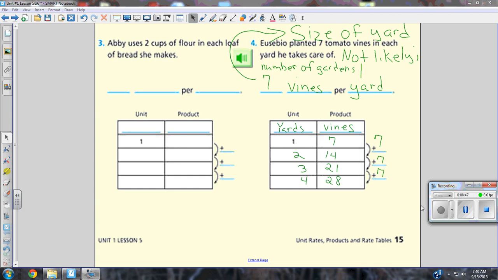All right, so you have yards and vines. The unit is yards, product is vines. 1 unit, 7 vines, 2, 14, 3, 21, 4, 28. You're increasing by 7 each time. Now, it says, is this a reasonable rate? And you have to be thinking about the size of the yard. So size of the yard, not likely, because it could change.